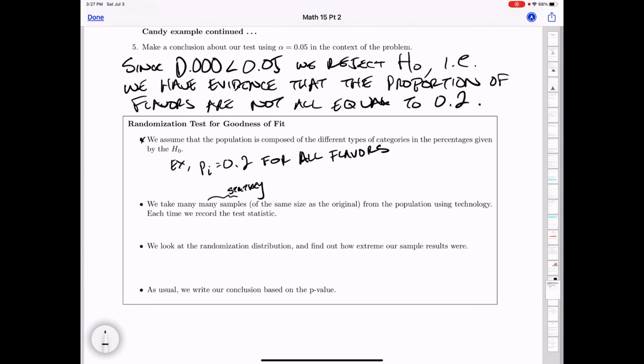And then finally, we look at that randomization distribution and we look at how extreme our chi-square was from our observed values. In our case, we had 52.75. And then we noticed that statistic was very extreme based on the p-value. That basically there were no statistics more extreme than 52.75 under the assumption the null is true. And then the conclusion is the same. It is no different at all.